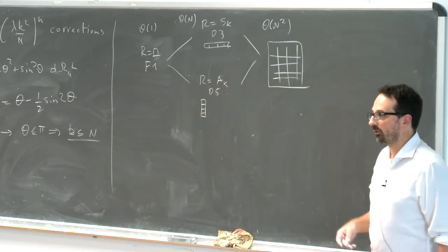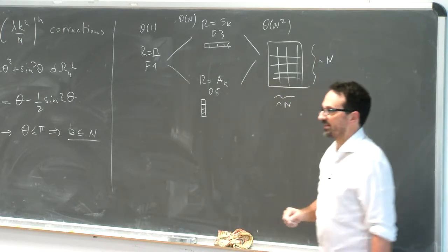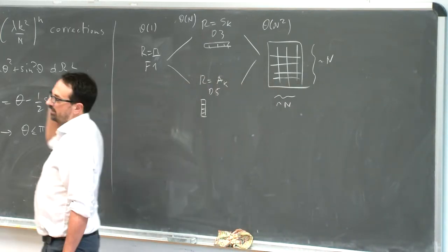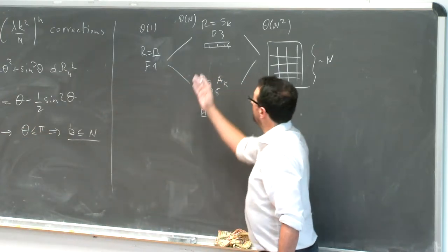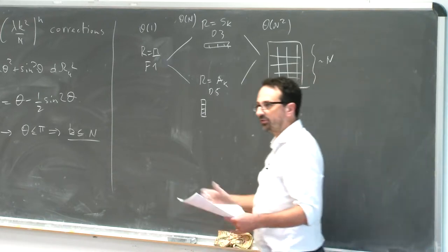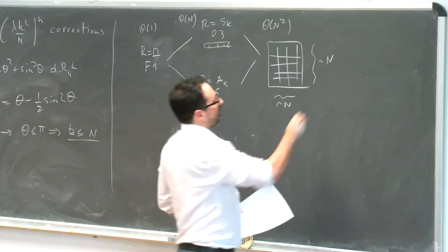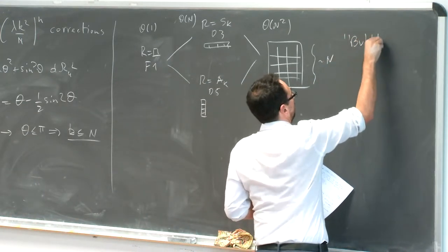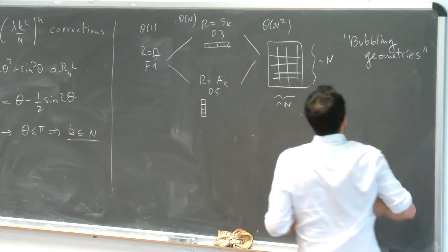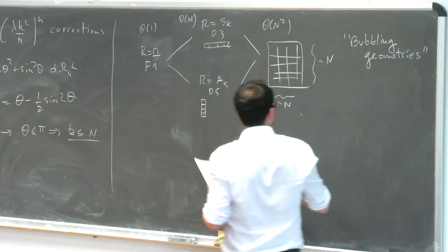if I take a large Young tableau, which has order N on this side, order N on this other side. Of course, now you don't have AdS5 cross S5 anymore, because these weigh in the same way as the background. So there is a back reaction, and you create a different geometry. So these geometries are called bubbling geometries. And they are very nice. I like them for various reasons.